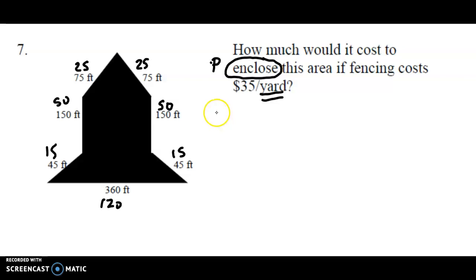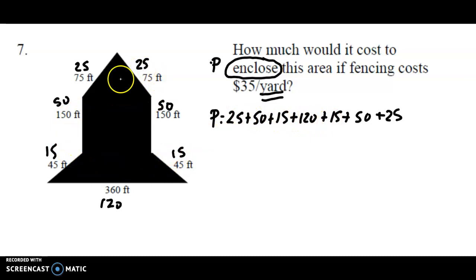So now we want to add them up. P equals 25 plus 50 plus 15 plus 120 plus 15 plus 50 plus 25. 1, 2, 3, 4, 5, 6, 7 sides. And P equals 300 yards.